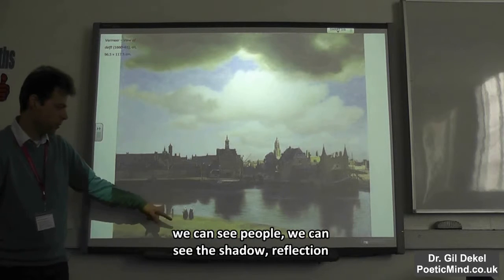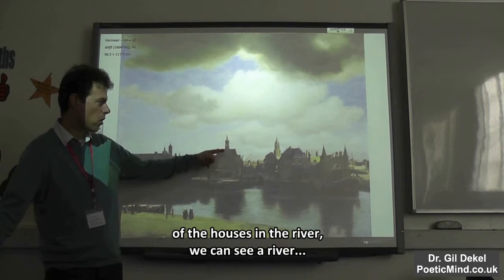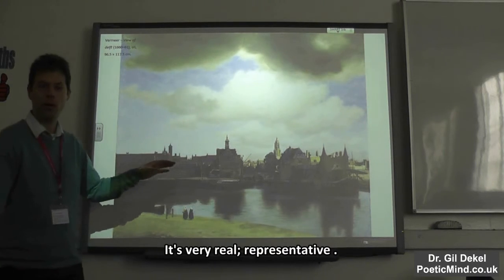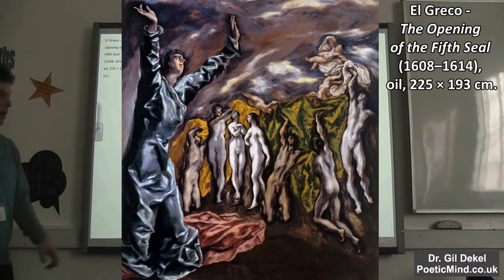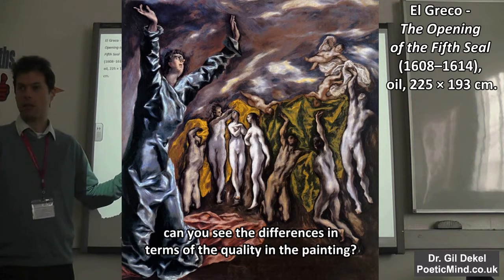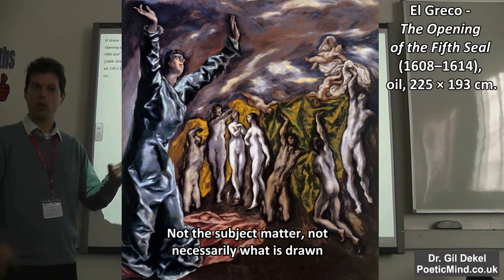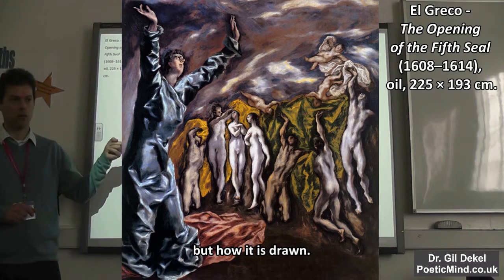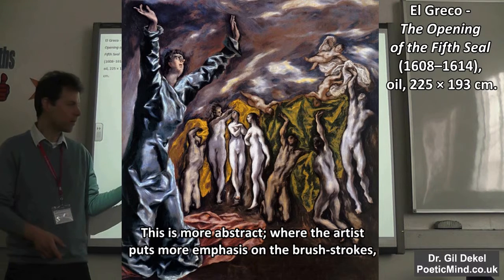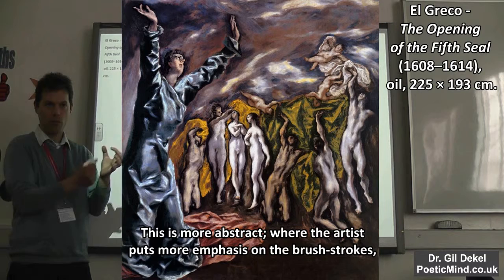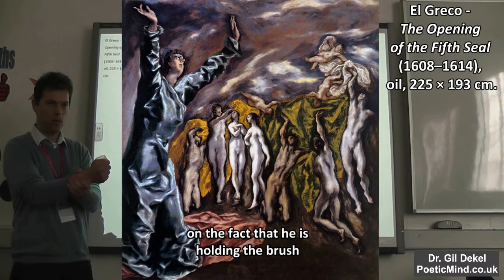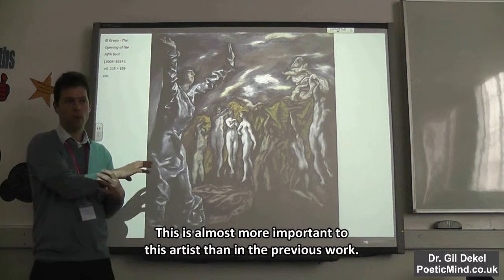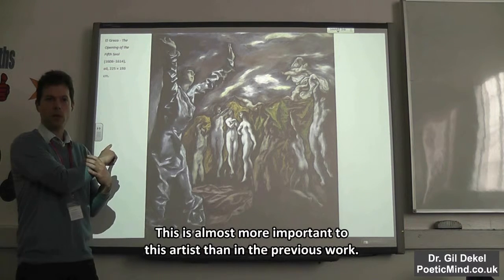So we can see people, we can see the shadow reflection of the houses in the river, we can see the river. It's very real. Going further to this artist. Now can you see the differences in terms of the quality of the painting? Not the subject matter, not necessarily what is drawn, but how it is drawn. This is more abstract, that the artist put more emphasis on the brush stroke, on the fact that he's holding the brush and he's painting as if he's sculpturing. This is almost more important to this artist than the previous work.